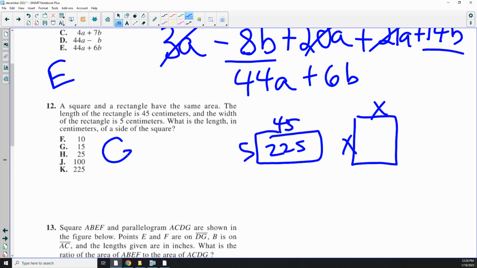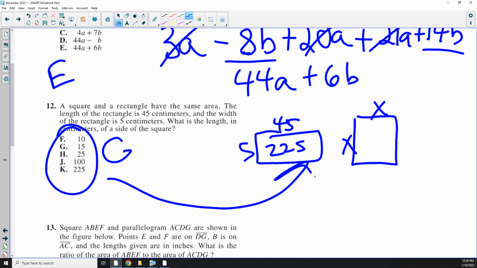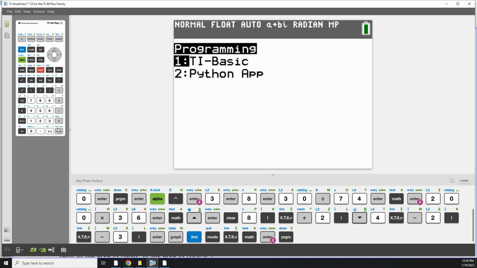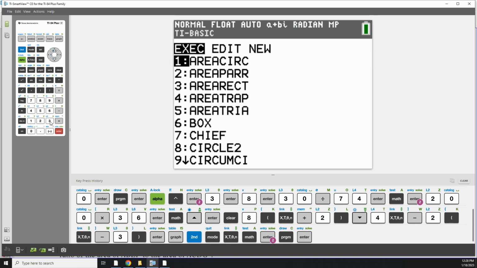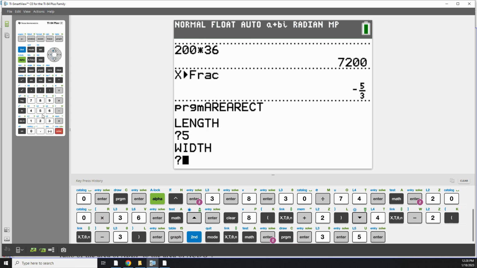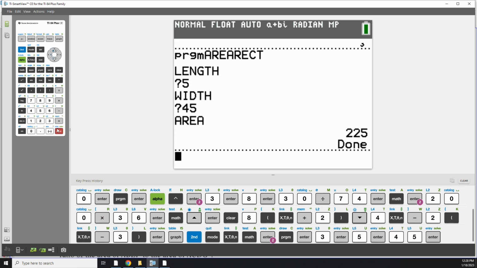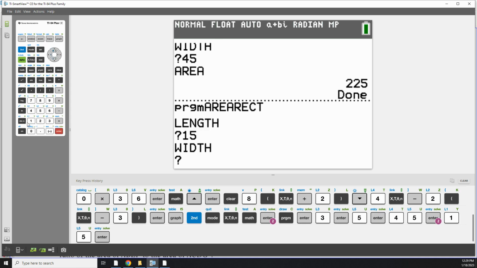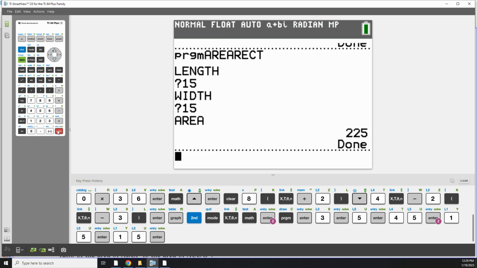You could do that by multiplying all these answers together till you got that. You can also use my area of rectangle program, which would help you because a square is a rectangle. So the length and width were 5 and 45, 225, and then you hit enter and put 15 and 15. That would be a cute way to cheat on that problem, you see.